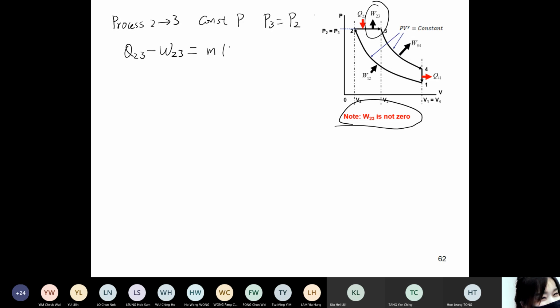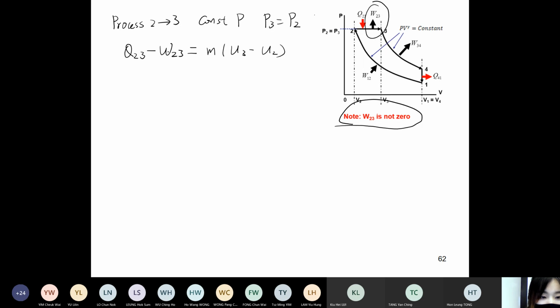U2 minus U3. Always remember, pay attention: the final state minus the initial state. Otherwise you may have problems in your calculation. Here we have heat supply, and we also have work output. We cannot reject either of them; we cannot cancel any of them.